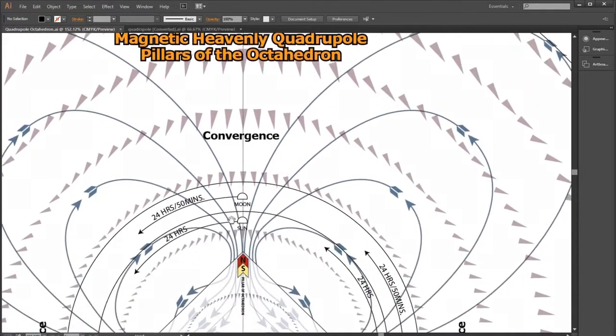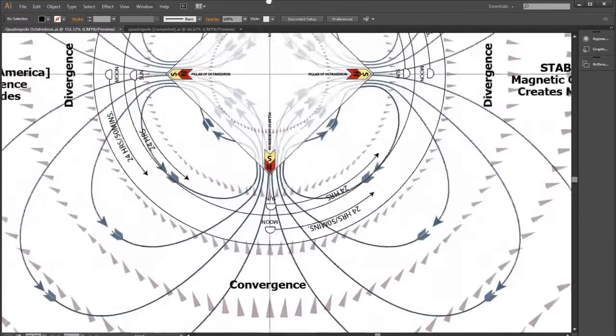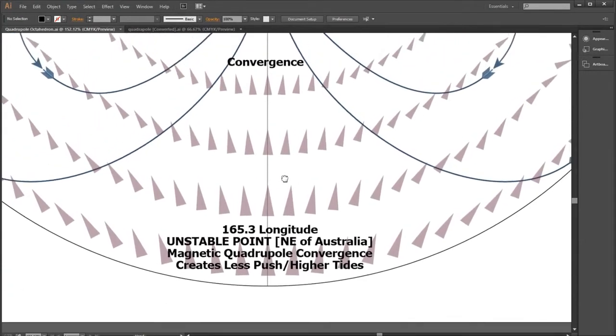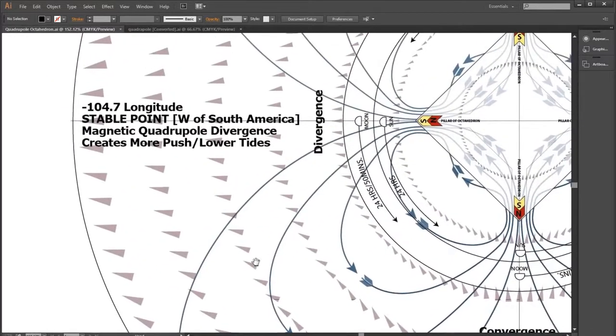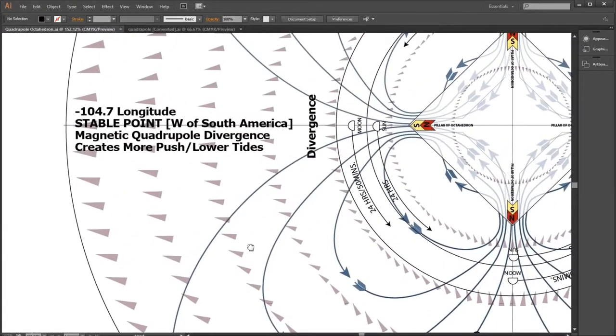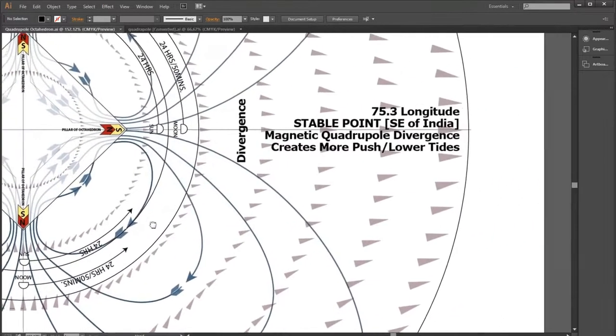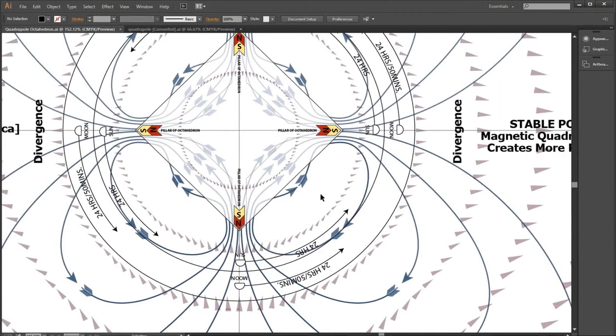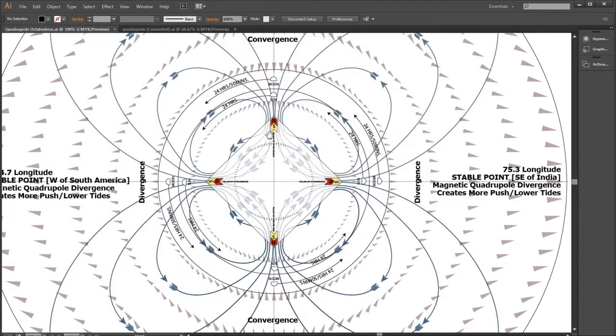We have the convergence over here at the corner. And so we have these blue lines on the left going inward, and on the right, they're going inward like that, and they're converging like that. Okay, that's a convergence. The convergence is at the unstable points. There's one here at 165.3 longitude, unstable, northeast of Africa. Okay, and then we have the stable one here, negative 104.7, west of South America, and of course the other one I mentioned before, the divergence point just southeast of India. And so those 2 are paired with the other pair, the convergence pairs versus the divergence pairs.